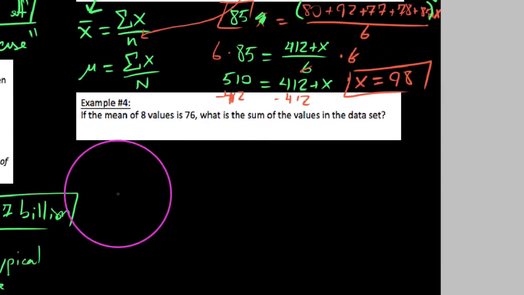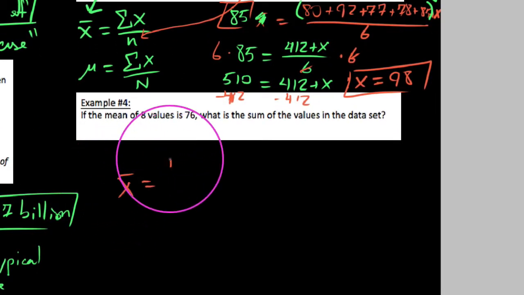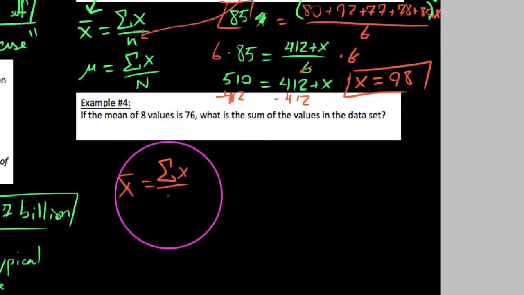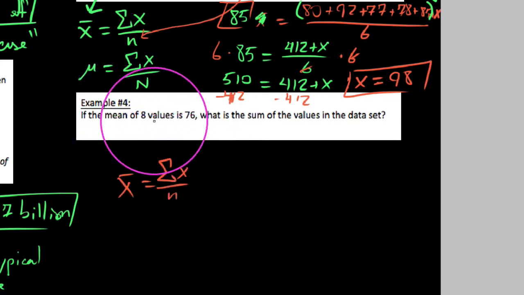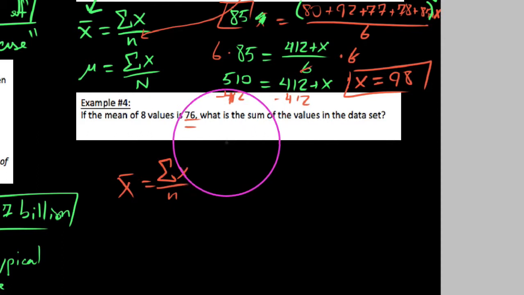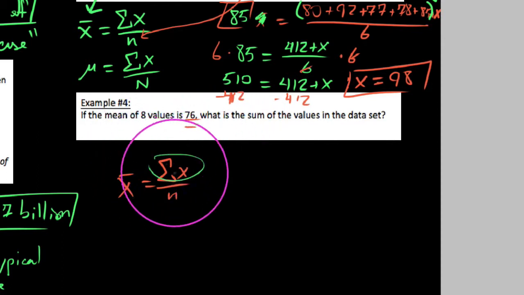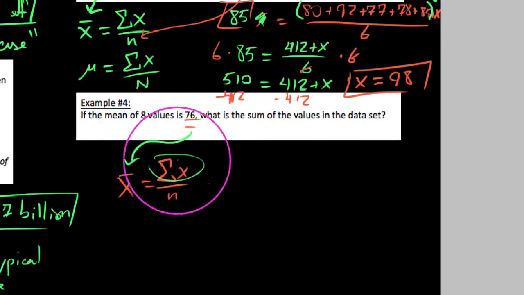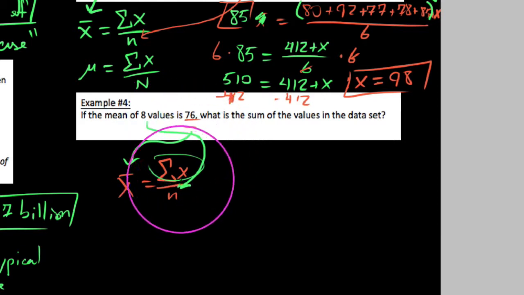And again, using the formula down here, x bar, remember, is the sum of all of our data divided n ways. Let's say in this instance we have a mean of 8 values, so we've averaged 8 values, and we get the average as 76. So I want to know what's the sum. In this case, we're looking for this value here. We already know the average is 76, and we already know the number of data is 8.